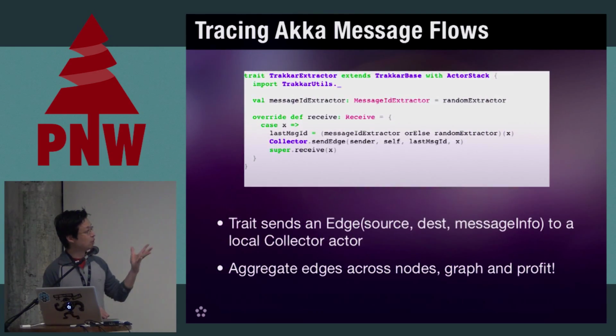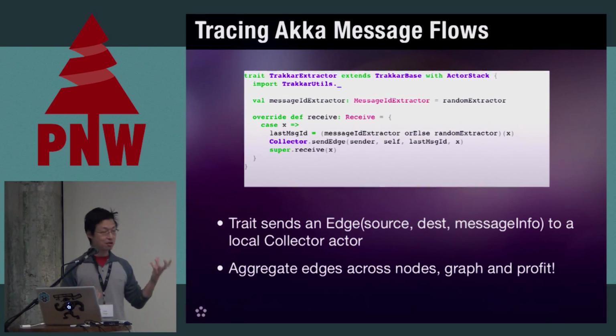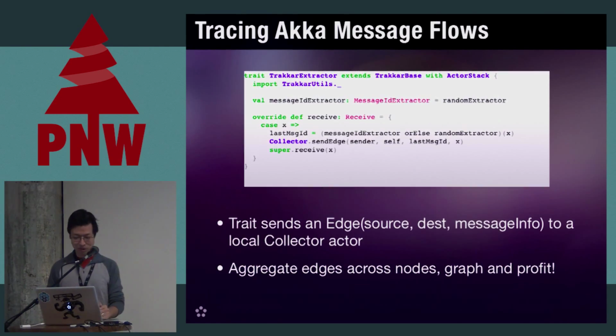And here's a simple stackable trait. Basically, what this does is that on every receive, we try to extract a message ID from the message that it sends. Then we send an edge to a collector. This has the sender, which is the last actor node, the current node, and the message ID. Then you can aggregate across nodes and make some pretty cool graphs.